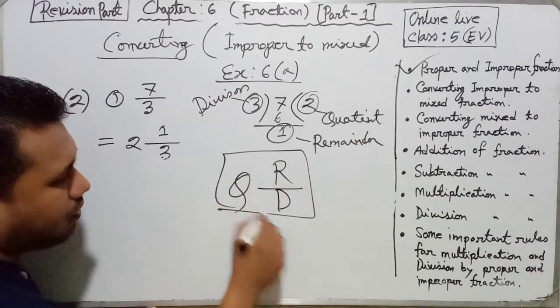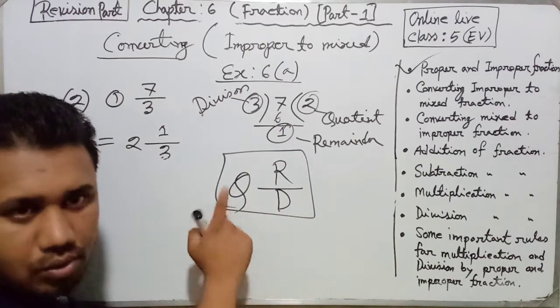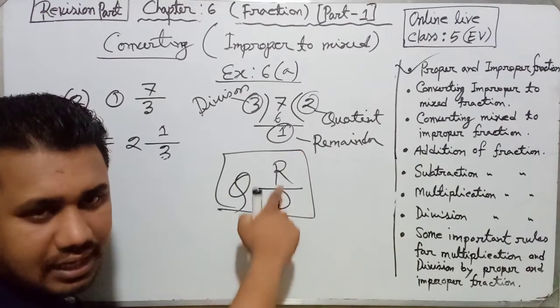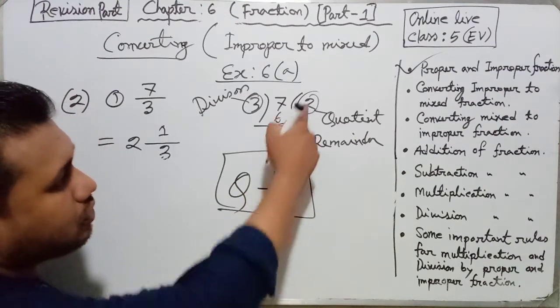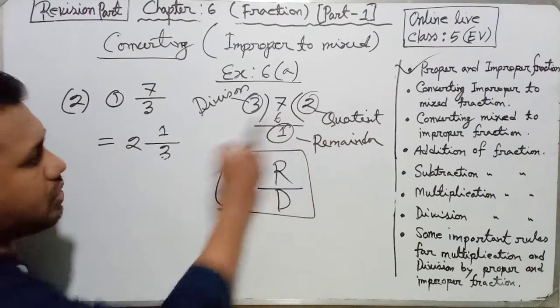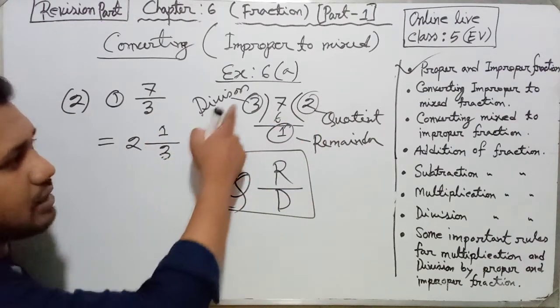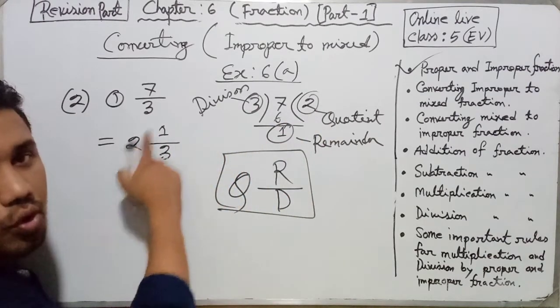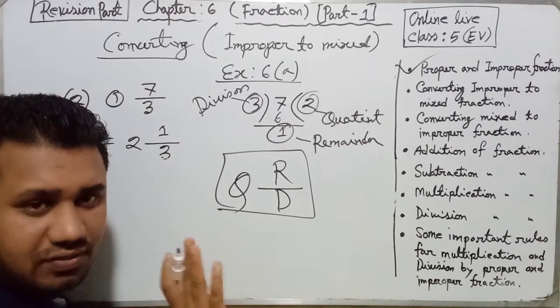So this is your converting part. Quotient, whole, R by D. That means remainder by divisor. So now write answer 2, this is quotient, 1, remainder, and 3, this is divisor. So we can write 2 whole, 1 by 3. Clear, dear students? Very simple.